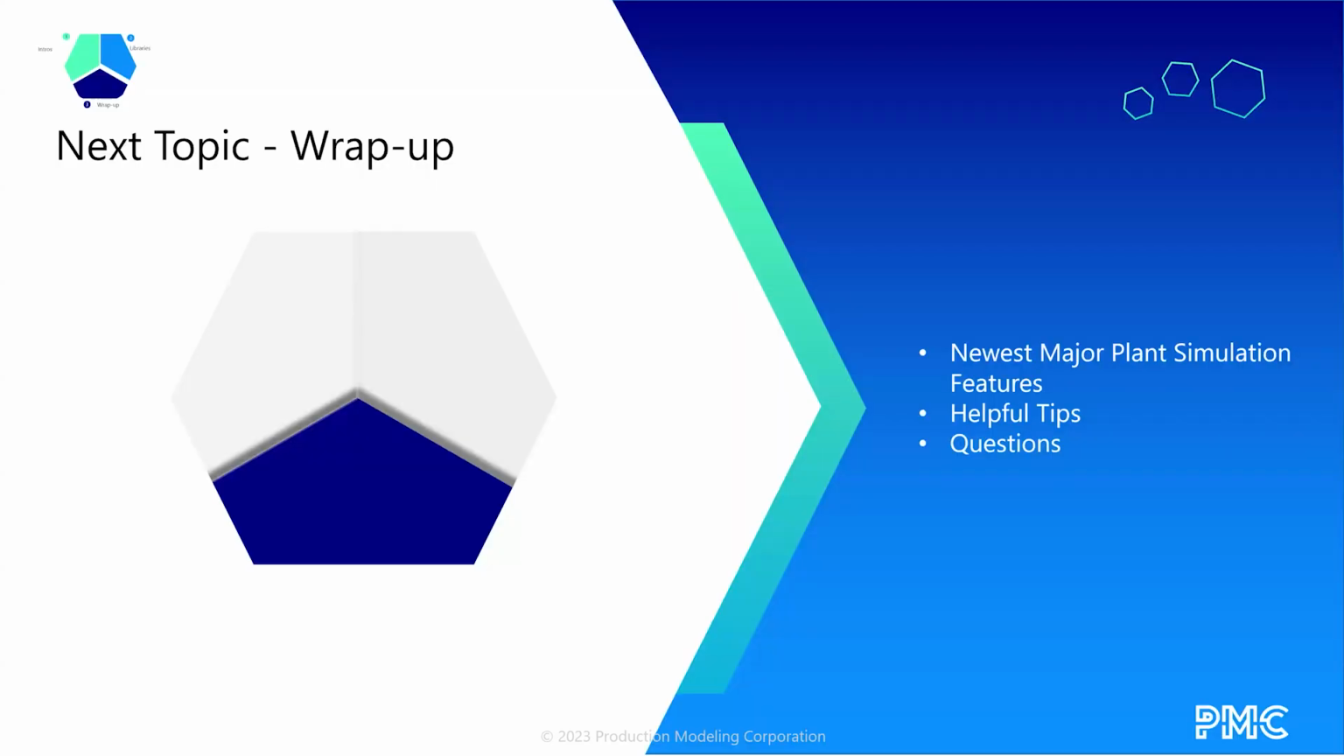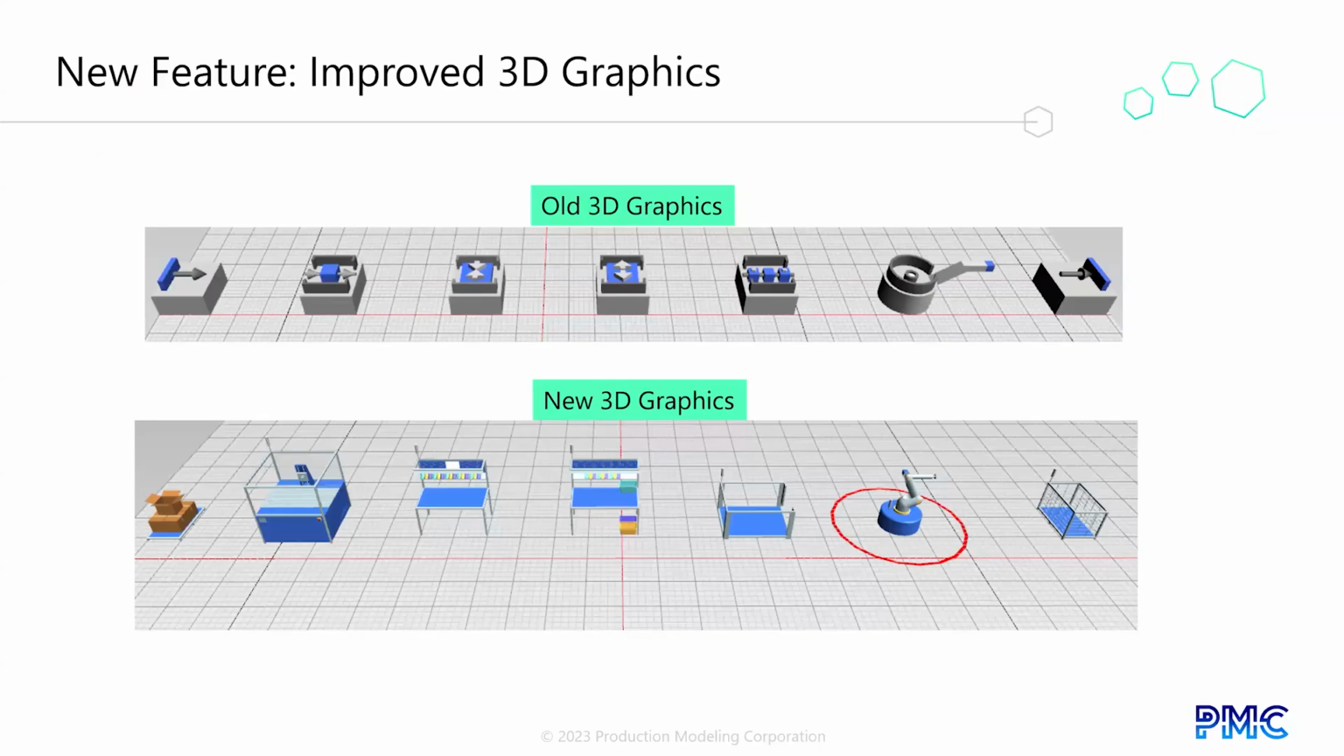Okay, before we take questions, we'll take a look at the recent major Plant Simulation features and provide some helpful tips. Plant Simulation has a relatively new 3D library with smart objects and improved 3D capabilities. This includes improved appearance of several modeling objects, including those shown here. Although most engineers and analysts only require 2D to analyze and optimize a facility modeled with Plant Simulation, 3D is getting more popular for communications purposes, especially for presentations to managers and executives.